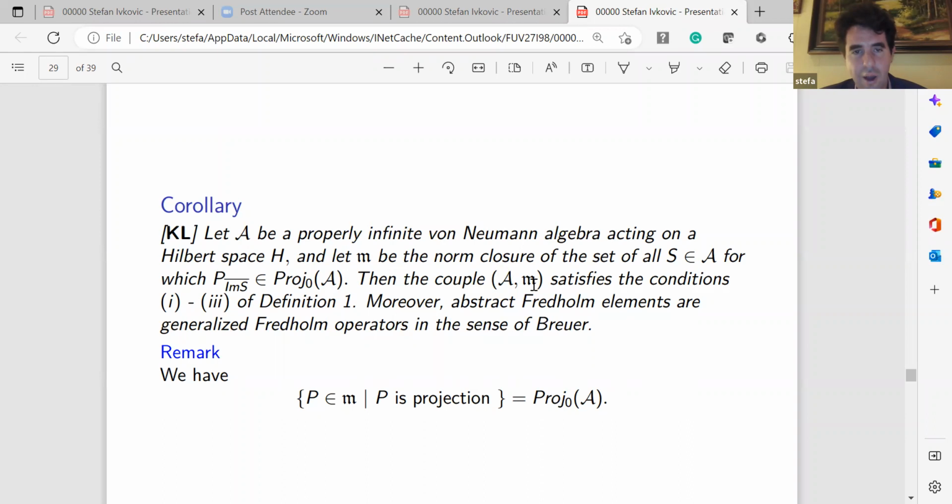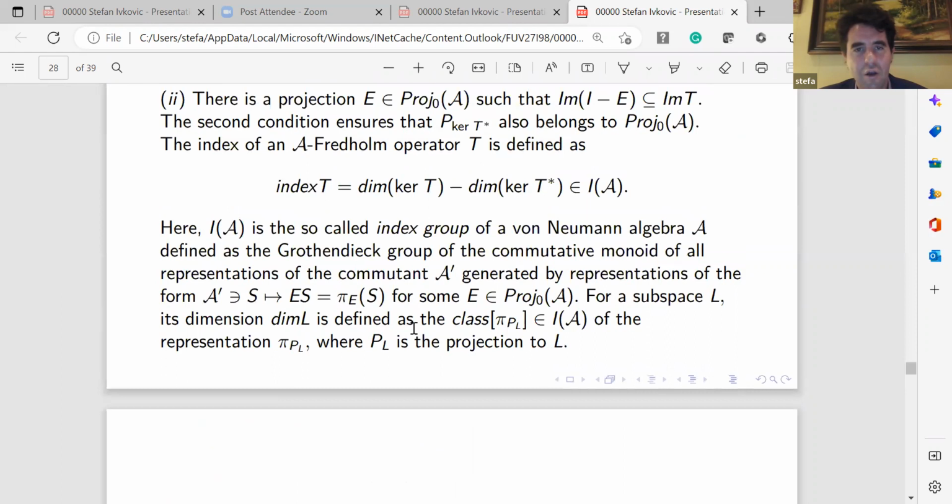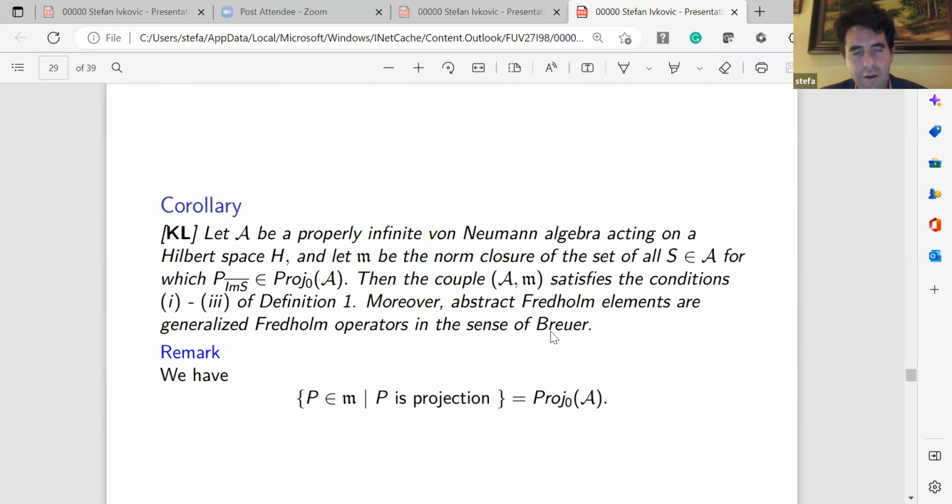But not only that, they also show that Fredholm type elements in A with respect to this ideal are exactly Breuer's Fredholm operators, which we defined above. And in the proof of this corollary, they show that the set of finite projections in A is actually an approximate unit in the norm for this ideal here. Thanks to this, I give a remark that every projection which belongs to this ideal M has to be a finite projection.